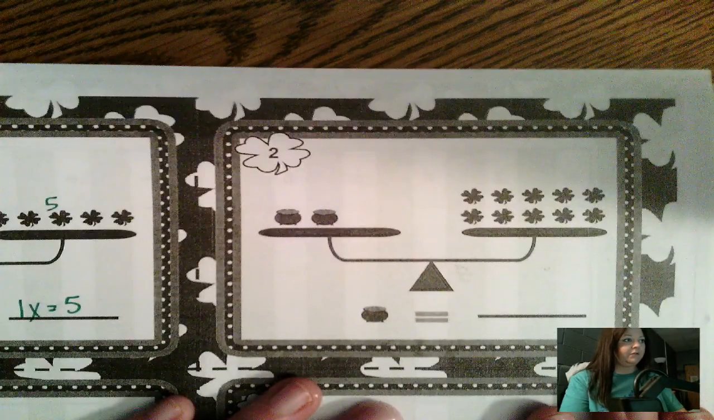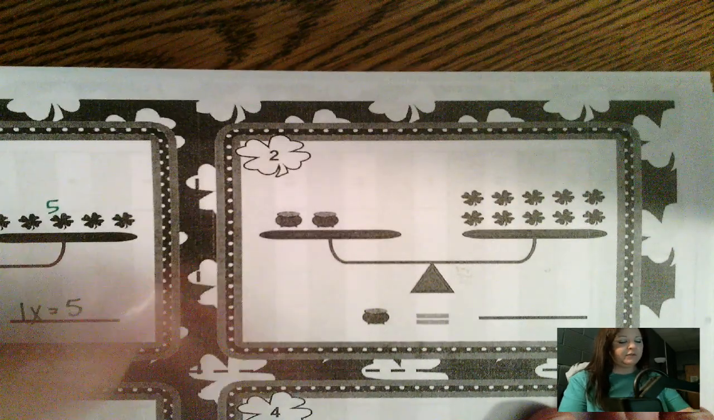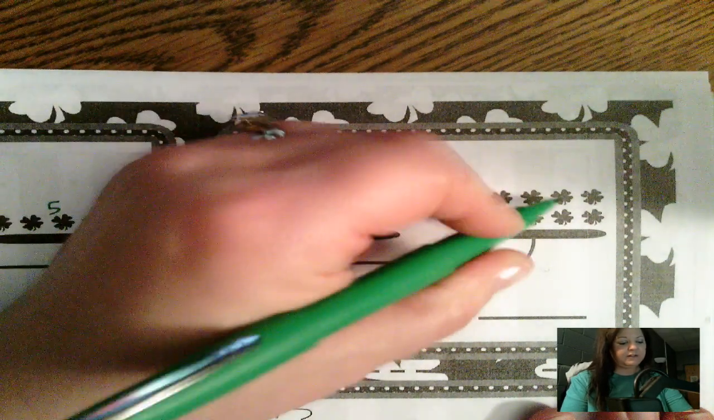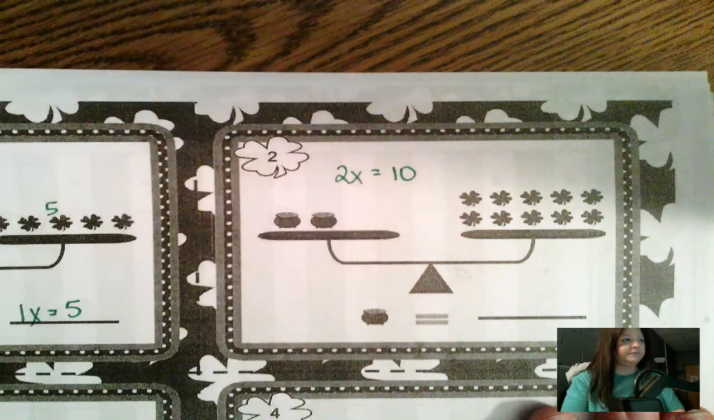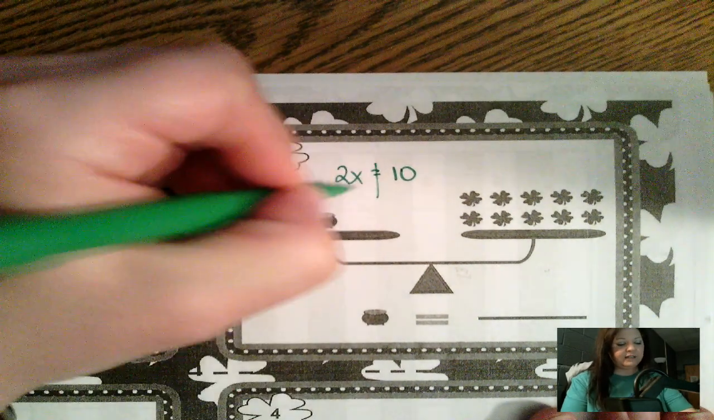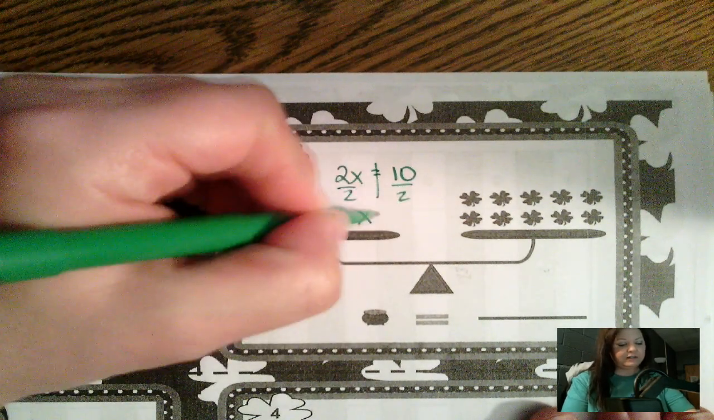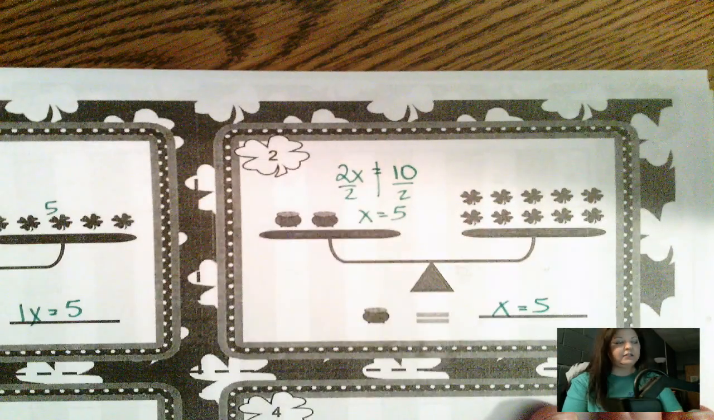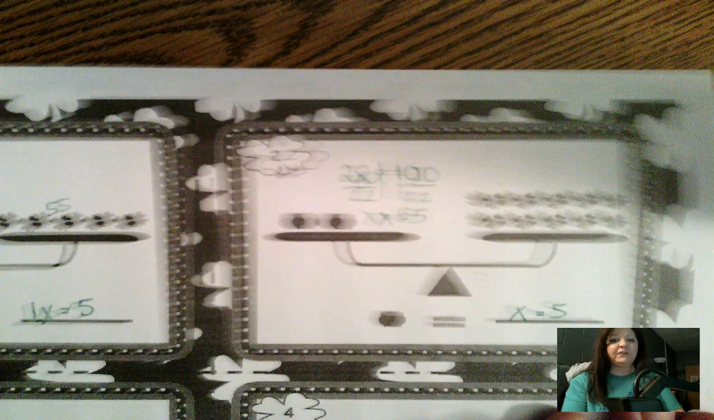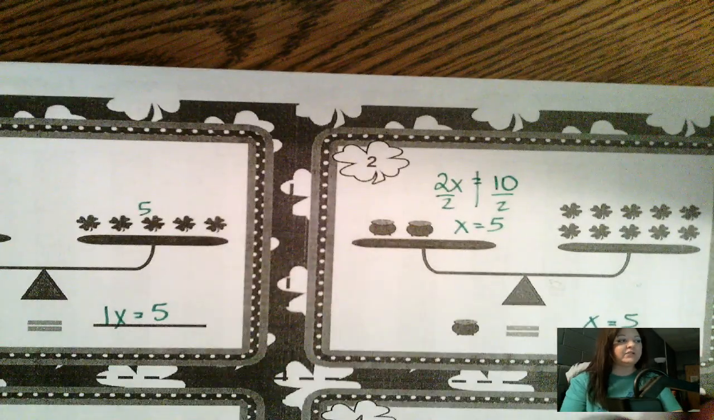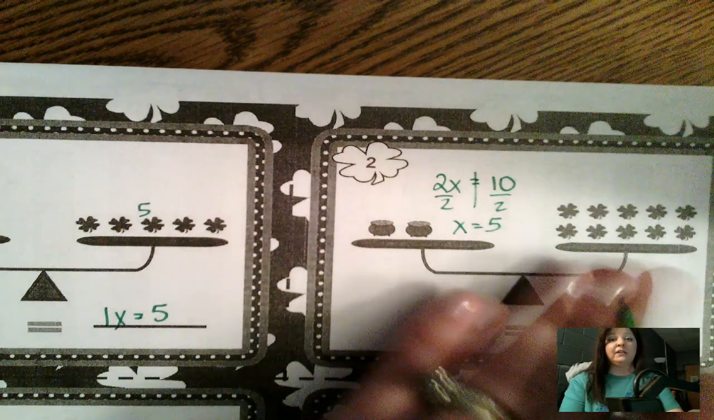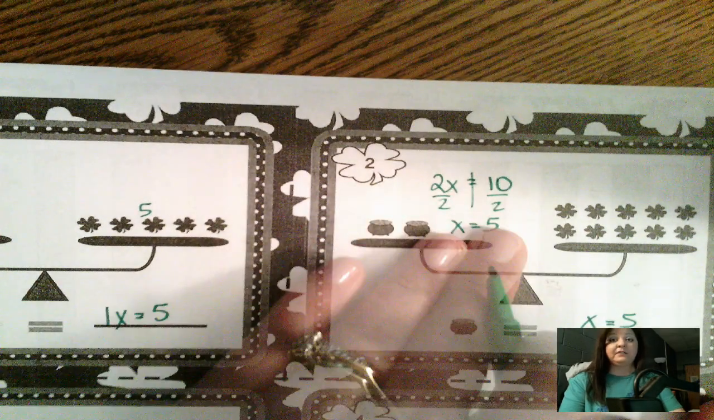Now clover card 2, we have 2 pots of gold. So we could say 2x is equal to 1, 2, 3, 4, 5, 6, 7, 8, 9, 10. So that equals 10. And if we divide that by 2 on each side, we know that x is equal to 5. So that pot of gold also represents x equals 5. But now our equations are different. So even though the answer equals 5, we still have to look for the equation card that is 2x equals 10. Okay, go on to the next one.